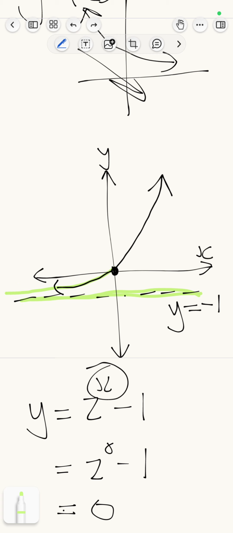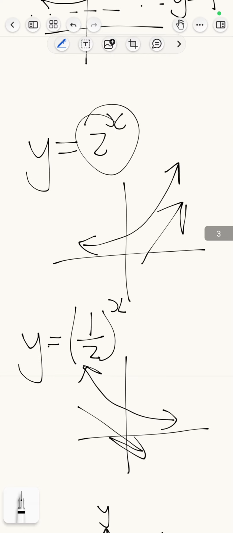Now remember, an asymptote has an equation. So if you need to give me the equation of the asymptote, then you are going to say y is equal to minus 1. That's the equation of the asymptote. Let's go back to the questions.